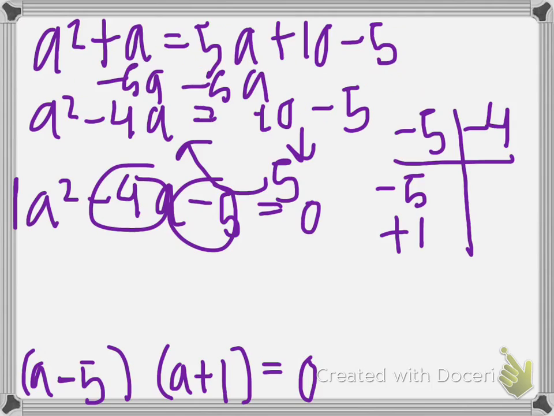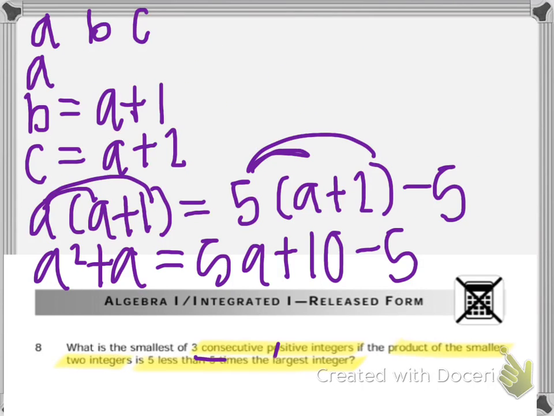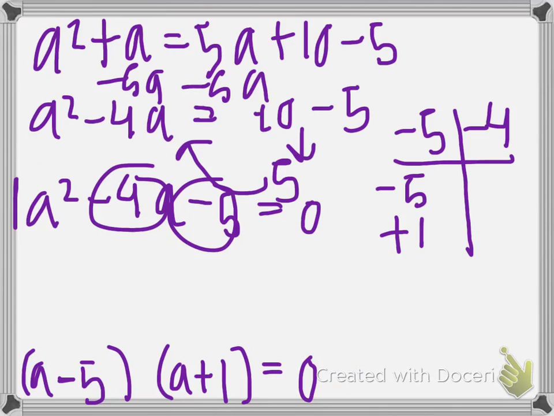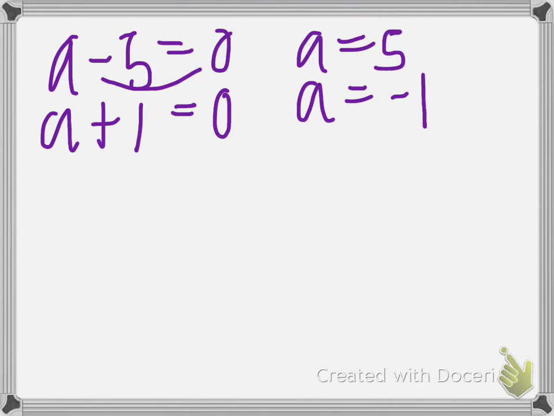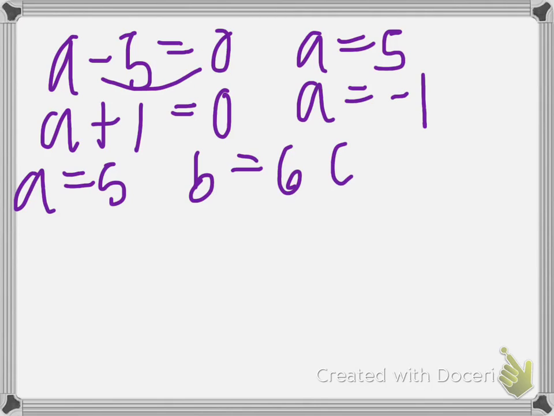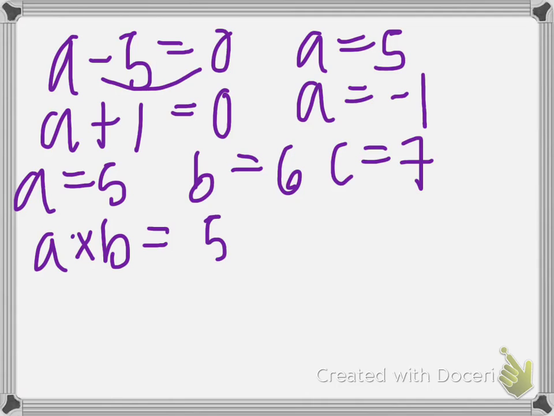Well, let's go back to our problem here. Our problem says we have 3 consecutive positive integers, right? So therefore, we know that our A is going to equal 5. So from there, all you have to do is figure out, well, since A is 5, then B has to equal 6, and C has to equal 7 because they're consecutive. So we can plug it into our original formula, which was A times B is equal to 5 times C minus 5.